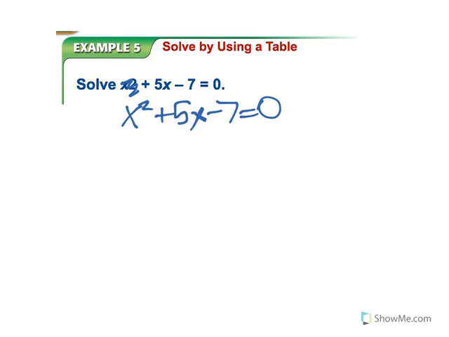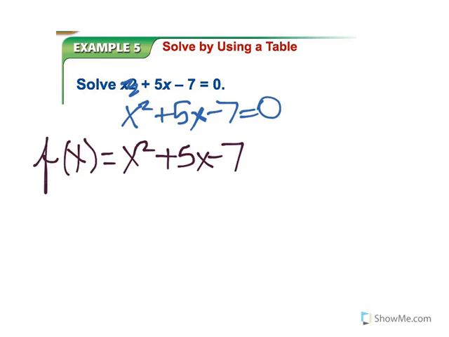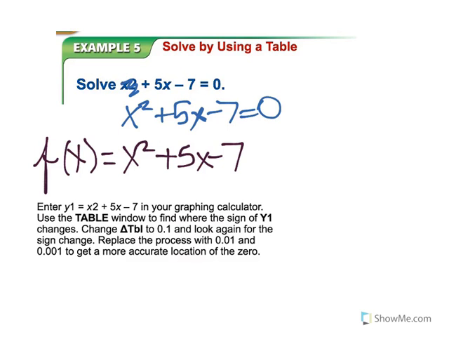Example number 5. We're going to solve by using a table. Solve x squared plus 5x minus 7 equals 0. You can plug this into your calculator, and when you graph it, you'll see that you won't get an actual pretty point where it crosses the x-axis. For those of you using an 84, these are what these directions are for. Those of you using the Inspire, the buttons are a little different, but you're still going to go to the table. Where you enter your f of x, it's x squared plus 5x minus 7.